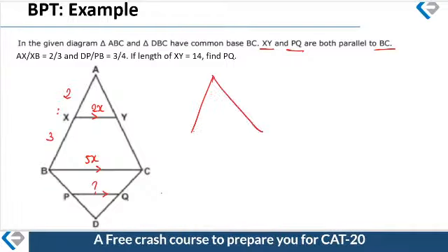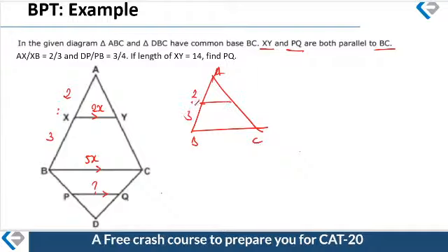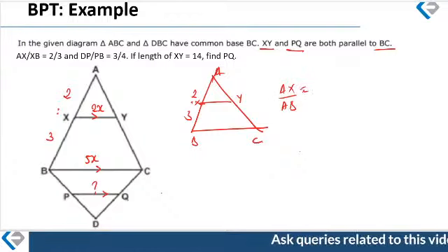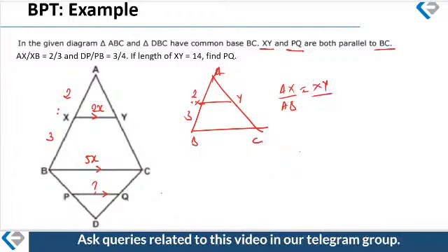If I take a look at the triangle ABC and apply the basic proportionality theorem here, if this is 2:3 and this length is x and y, you know that AX divided by AB will be in the ratio XY divided by BC. Therefore, you write this as 2x and 5y.